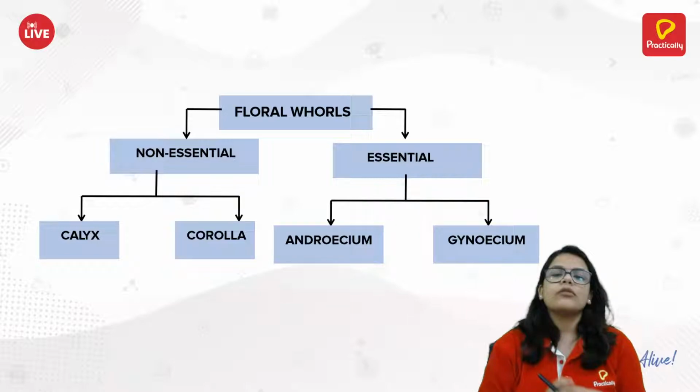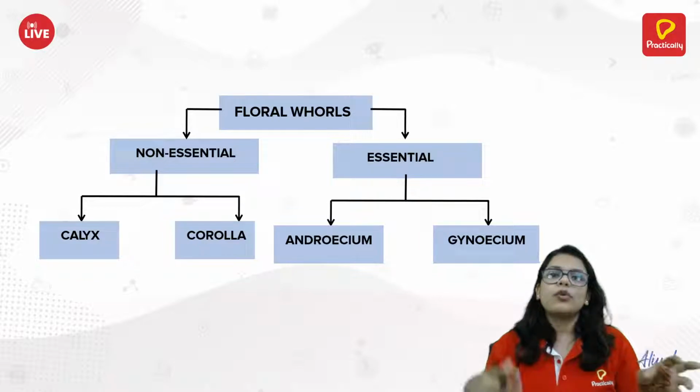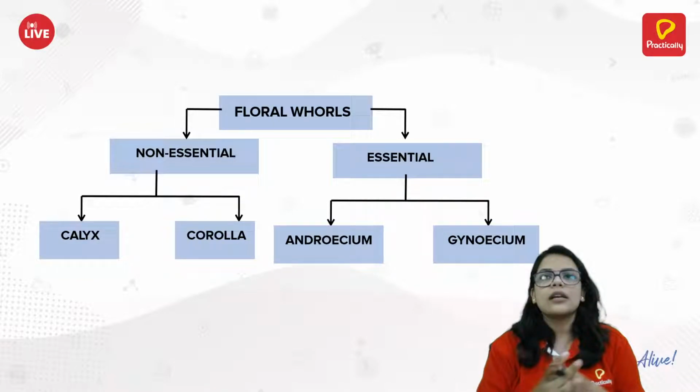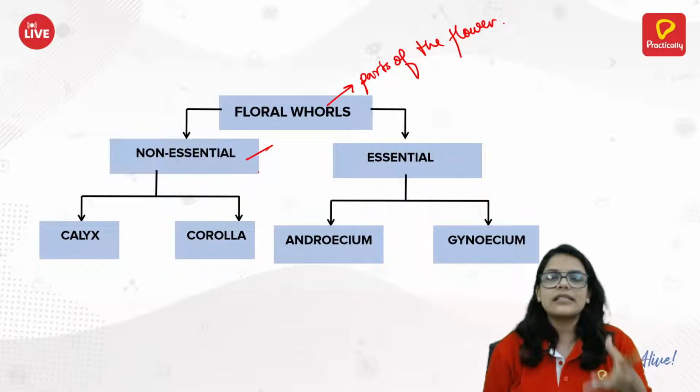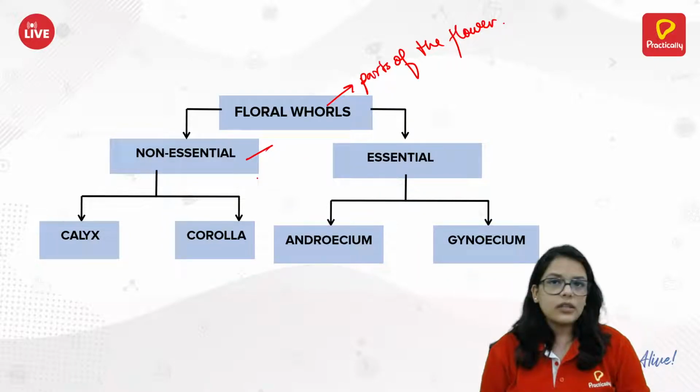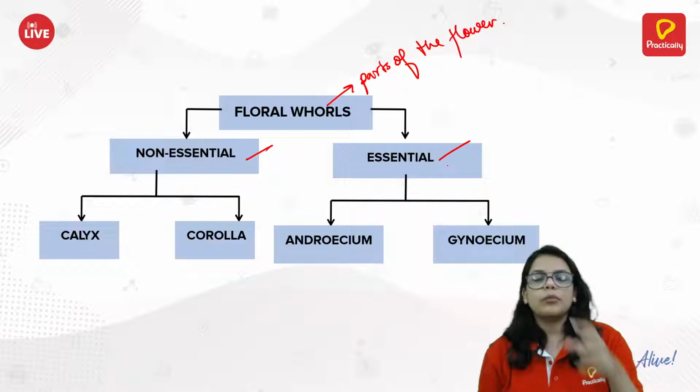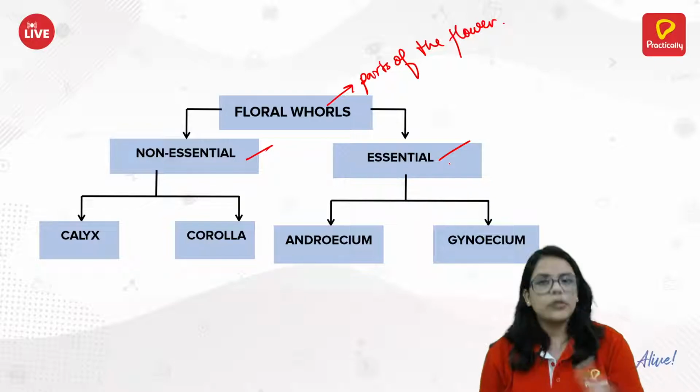Now when you take a flower, you can divide it into two different sections. Floral whorls are basically the parts of the flower. There is the non-essential whorl, the parts which are not really required for reproduction. As I said, the flower is basically there for reproduction, so non-essential whorls are the parts of the flower which are not essential for reproduction. And then there is the essential whorl, the parts of the flower which are required for reproduction.